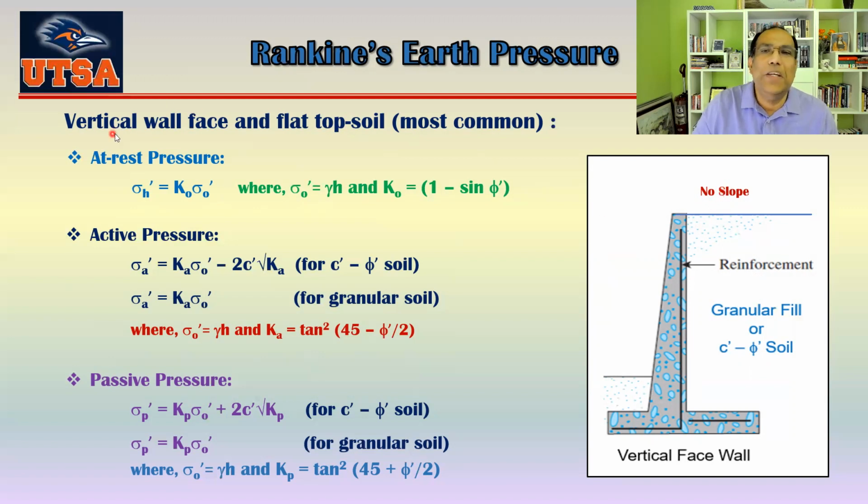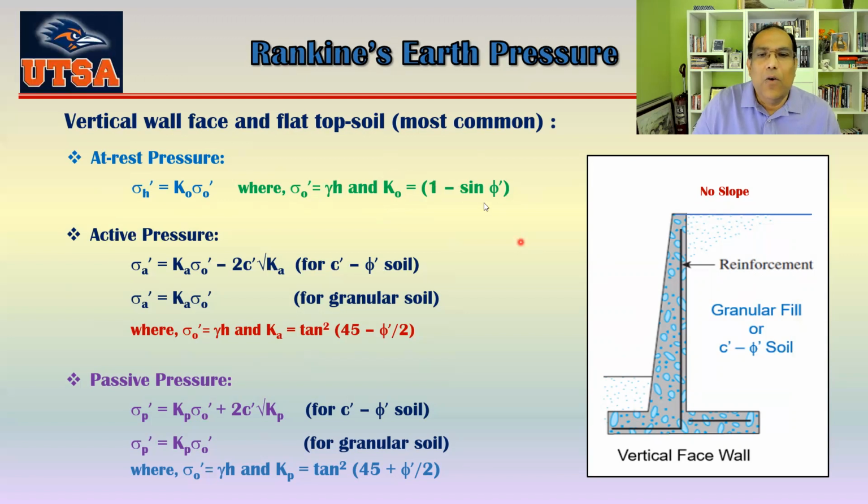In that situation, the Rankine's at-rest pressure, the horizontal pressure, would be equal to K naught sigma prime. You already know that your sigma overburden or effective stress is equal to gamma H, where H is the height of the wall. And your K naught, which is called the at-rest pressure coefficient, is usually 1 minus sine phi prime.